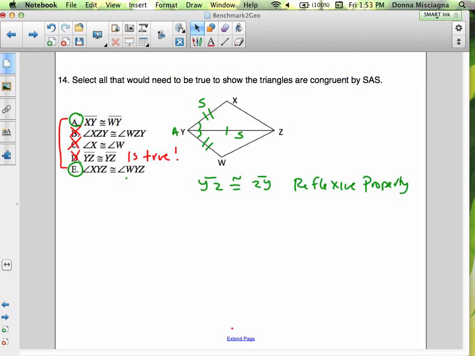Well, that's the end of my congruence postulate video. All right, in the next video you'll see, I believe, triangle similarity.